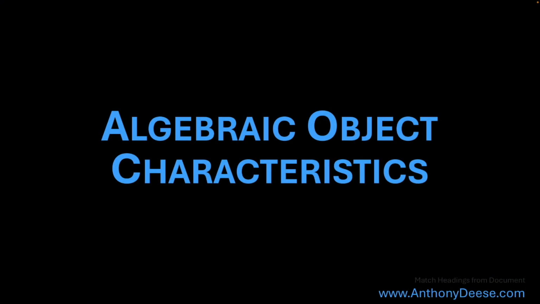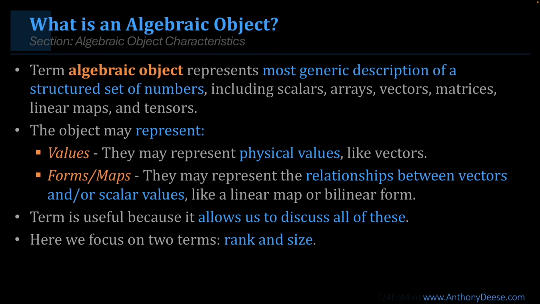Let's discuss some characteristics of algebraic objects. So first, what is an algebraic object? We're going to use that term to represent really the most generic description of a set of structured numbers that ranges from scalars to arrays to vectors to matrices, linear maps, tensors, bilinear forms. The list goes on and on. Now, an algebraic object can represent two types of thing. They can be grouped into two buckets.